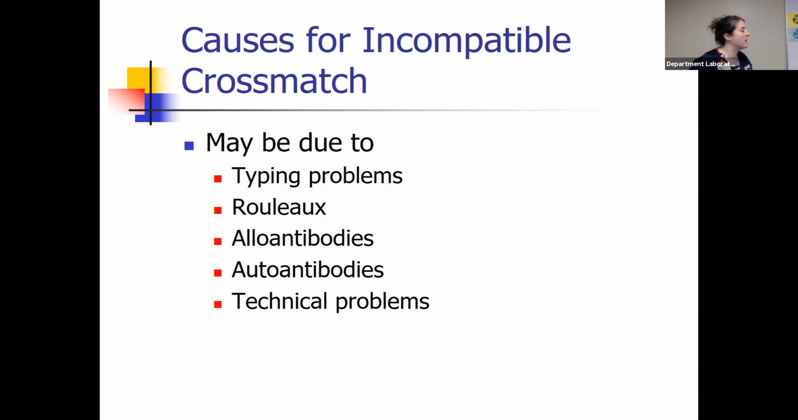All right, so what are some causes of incompatible cross matches? Maybe due to a typing problem. All right, so we've talked about an ABO discrepancy, subgroups of A. If you have an A2 patient with anti-A1 and you cross match an A1 unit on them, how do you think that interferes with your cross match?